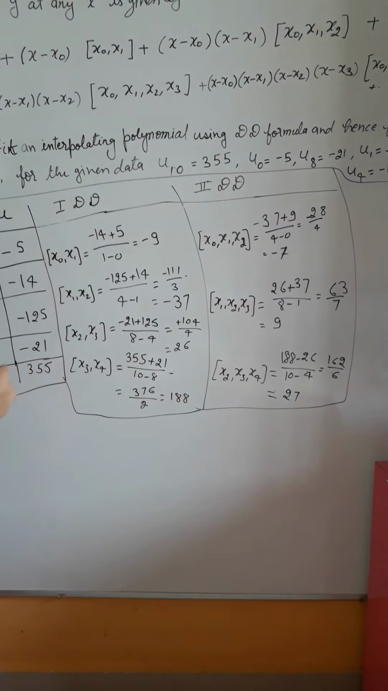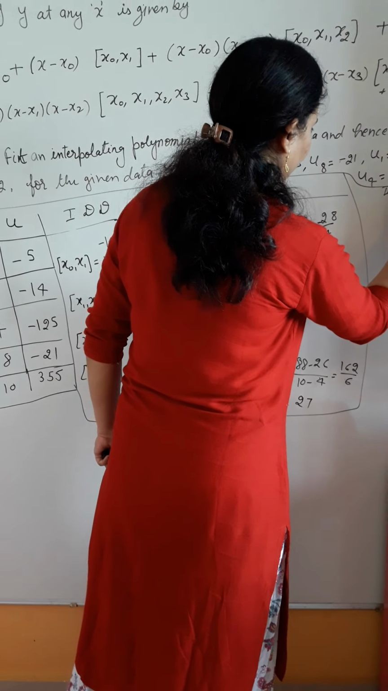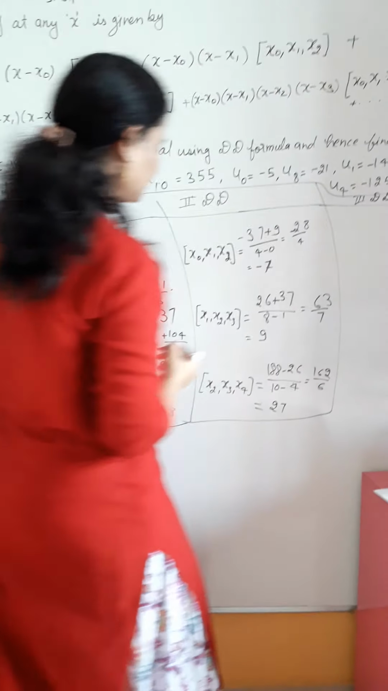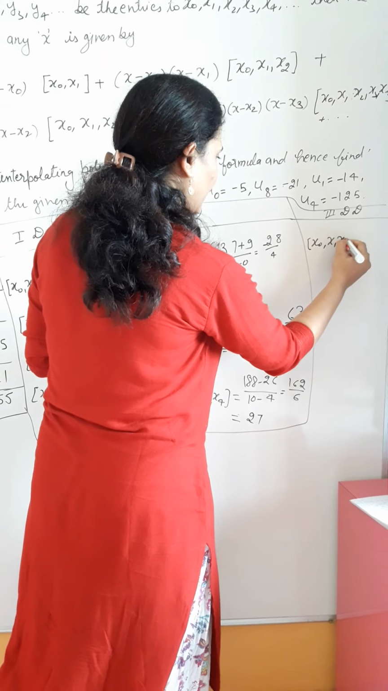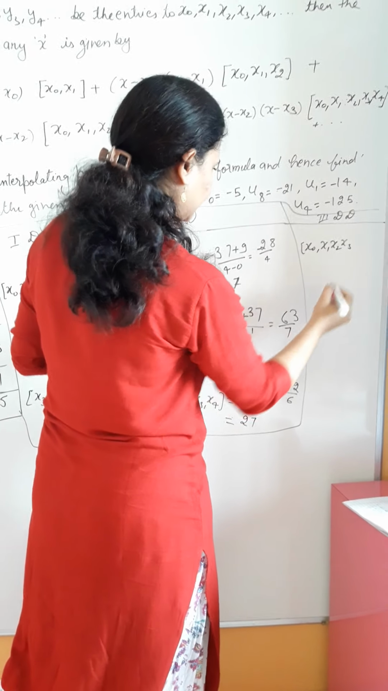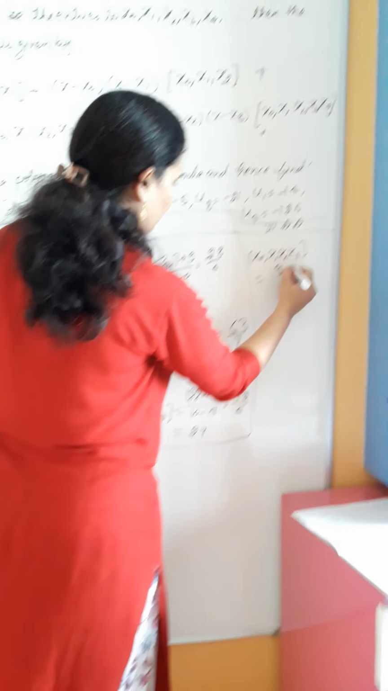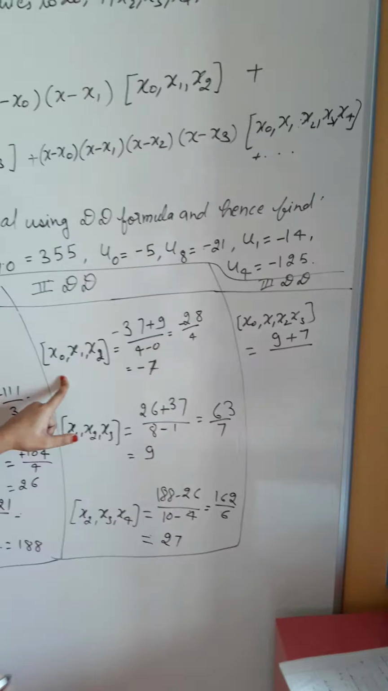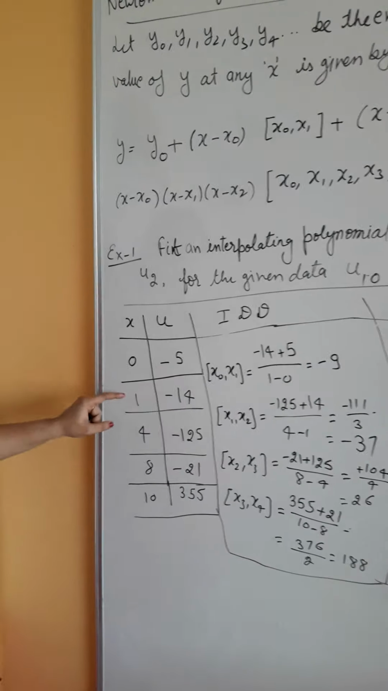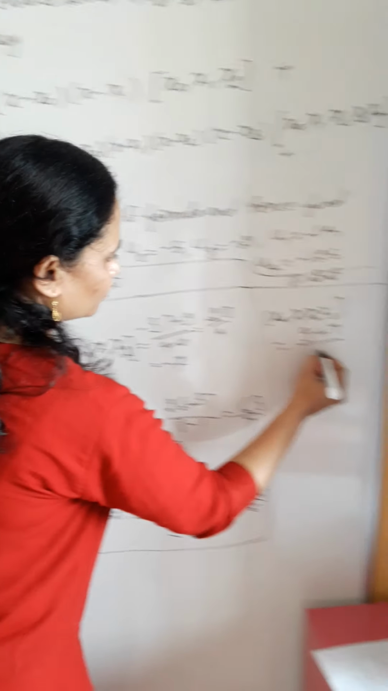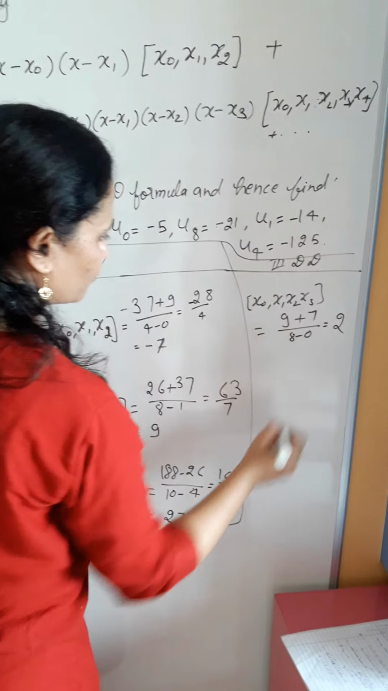Now we have to calculate the fourth divided difference. So this is the third divided difference. So the third divided difference x0, x1, x2, x3 is equal to 9 minus minus 7. Minus of minus 7 makes it plus 7. Then x3 minus x0. So what is x3? 8 minus 0. So this comes as 16 by 8, 2.